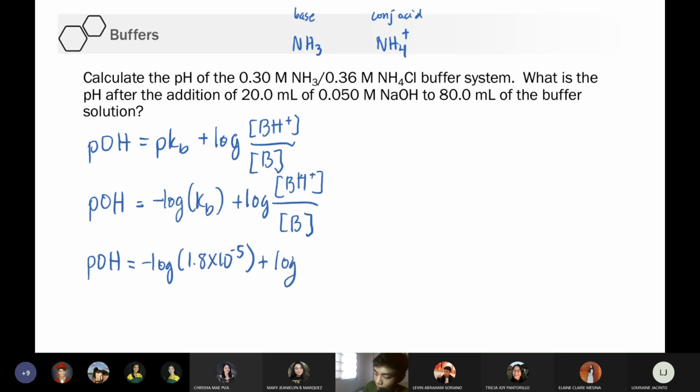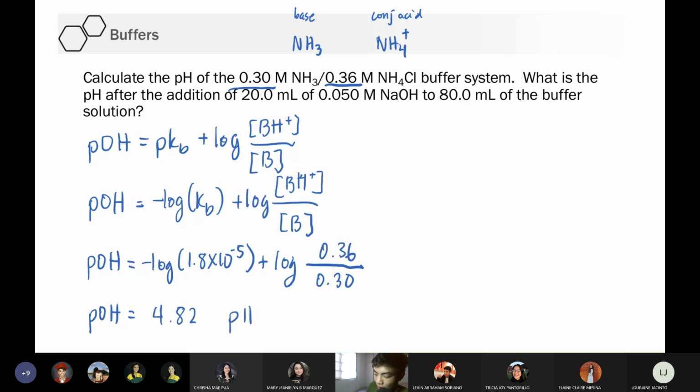Plus the logarithm of the concentration of the conjugate acid. Ano yung concentration ng conjugate acid? 0.36. How about the base? 0.30. So our pOH is equal to, solve na lang. So that's equal to 4.82.